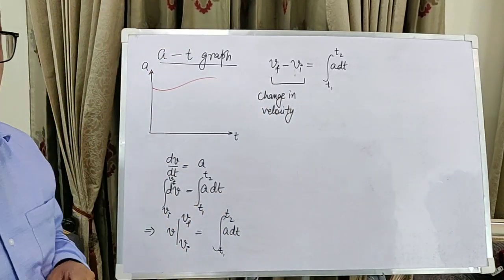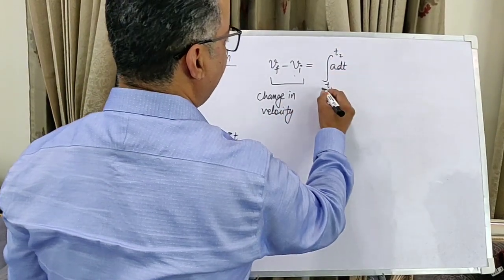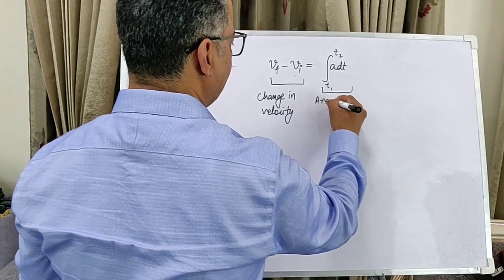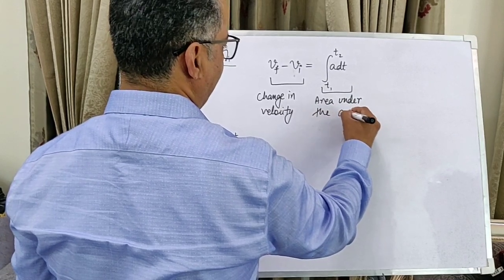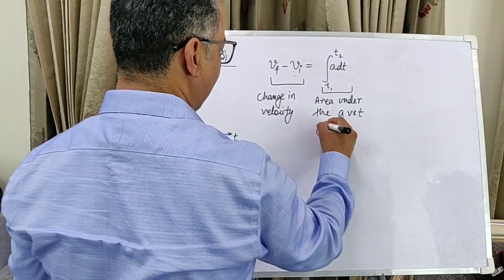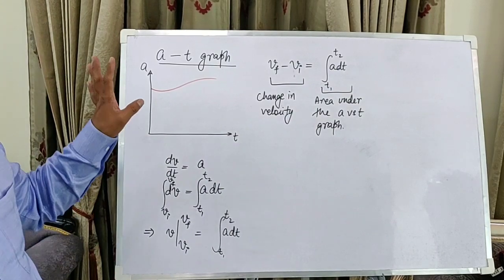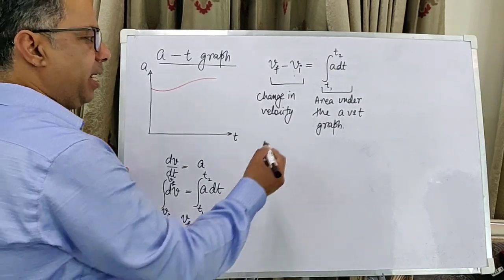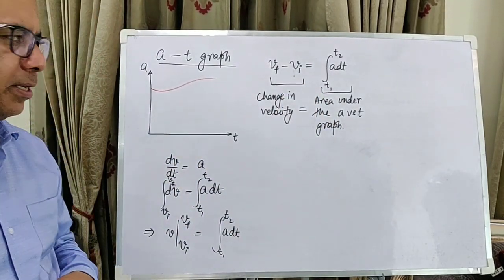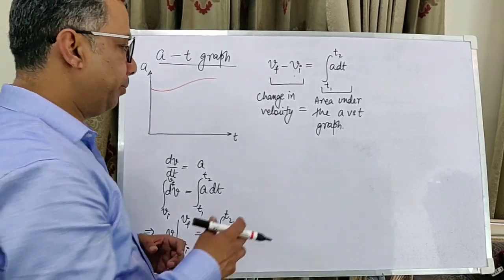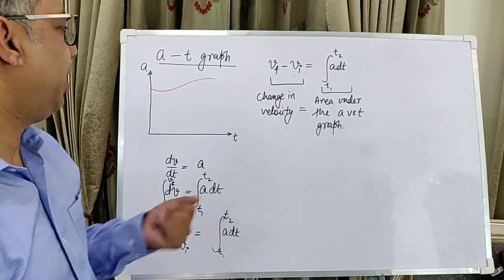And if you remember the interpretation of integral as area under the graph, this integral is the area under the a versus t graph from time t1 to time t2. So the interpretation of the a-t graph is that change in velocity equals the area under the graph. So if you are interested in calculating a change in velocity, simply calculate the area under the graph.